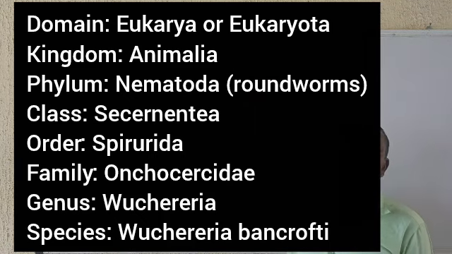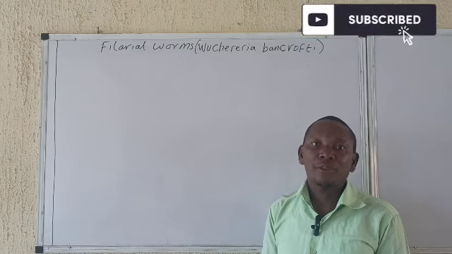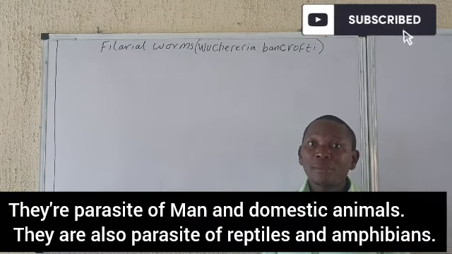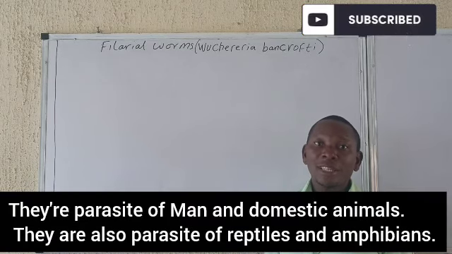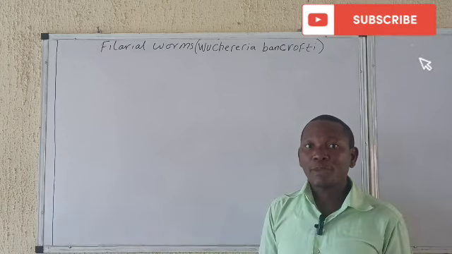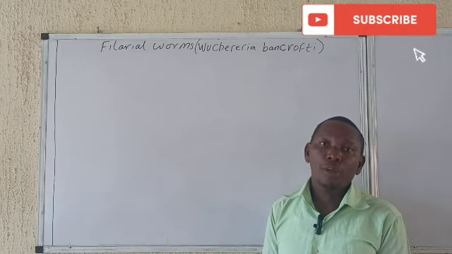Now, the classification is being displayed on the board, and you realize that they belong to the family Onchocercidae. This family are parasites of man as well as domestic animals. They can also parasitize reptiles as well as birds. Please take note of that.